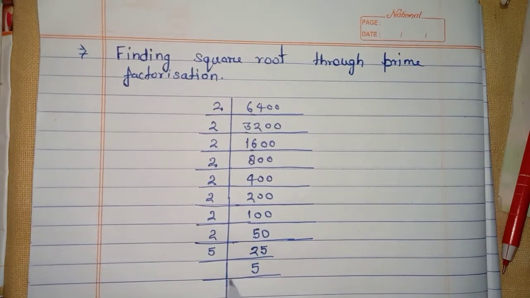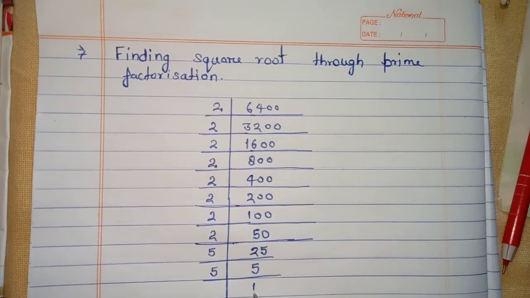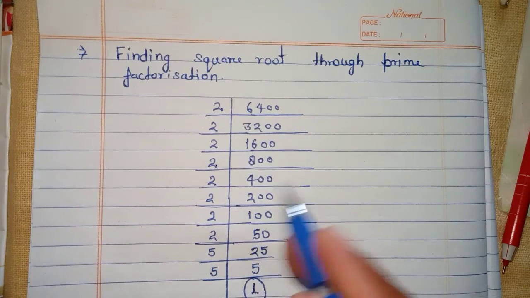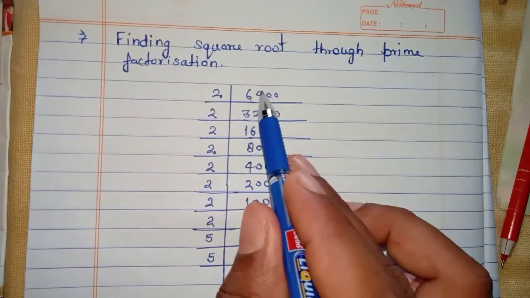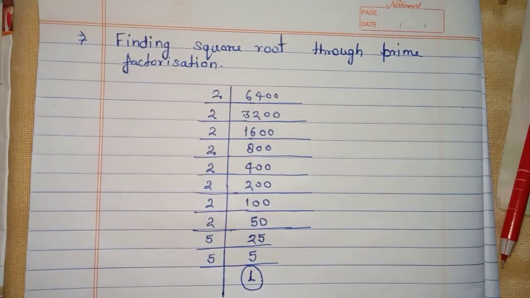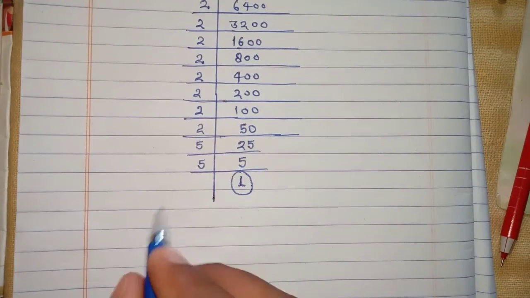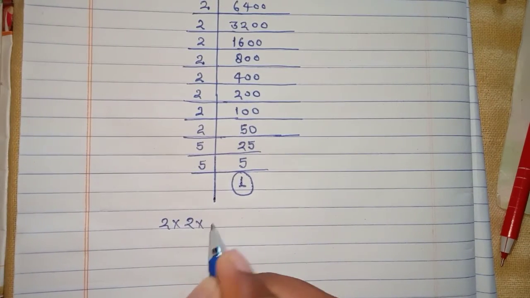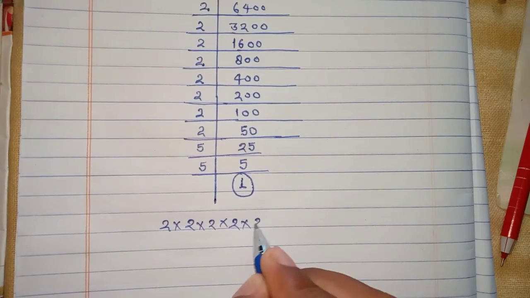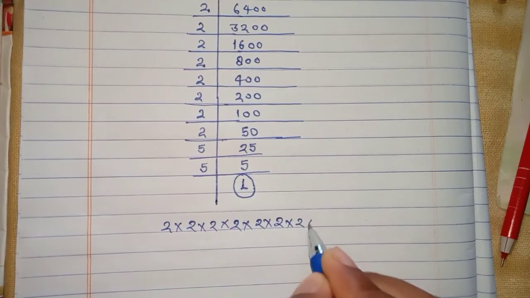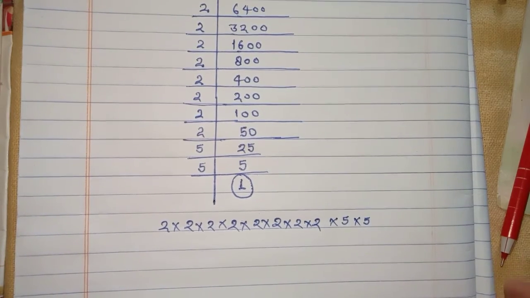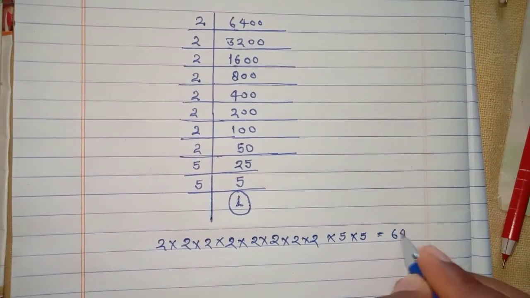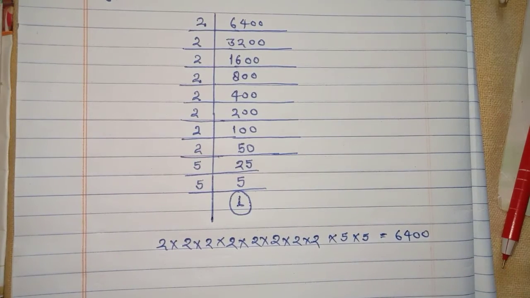Again it is divisible by 5, and you get 1. Until you get 1, you have to keep dividing by prime numbers. If we multiply these numbers, we will get 6400 again. So we can write this like this: 2 into 2 into 2, and so on. The multiplication of these numbers will give you 6400.